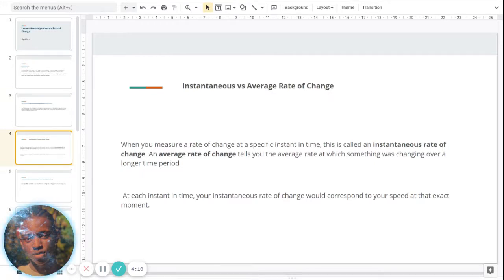Instantaneous versus average rate of change. When you measure a rate of change at a specific instant in time, this is called an instantaneous rate of change. An average rate of change tells you the average rate at which something was changing over a longer time period. At each instant in time, your instantaneous rate of change will correspond to your speed at that exact moment.